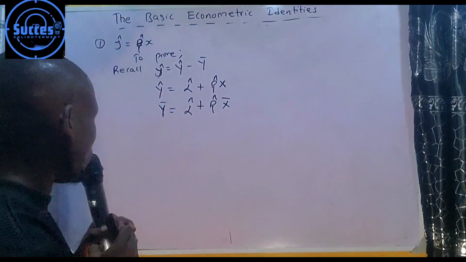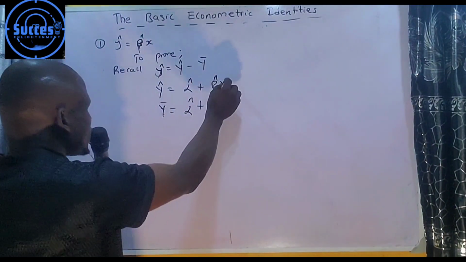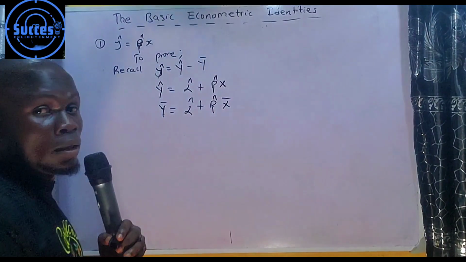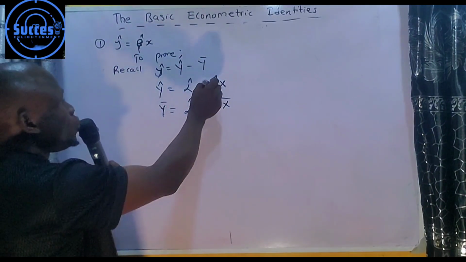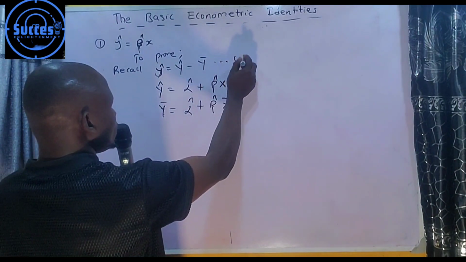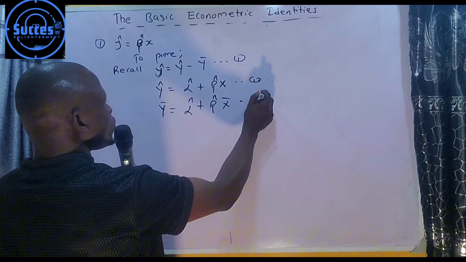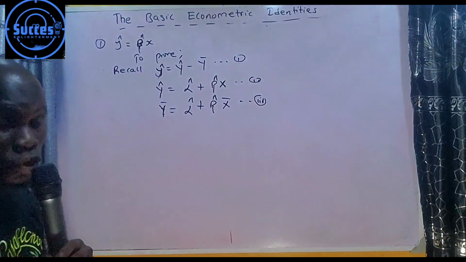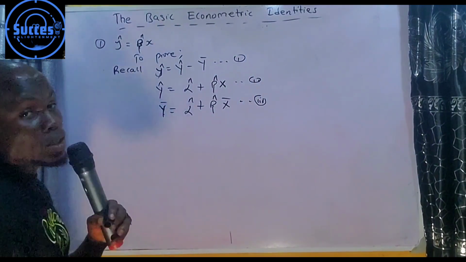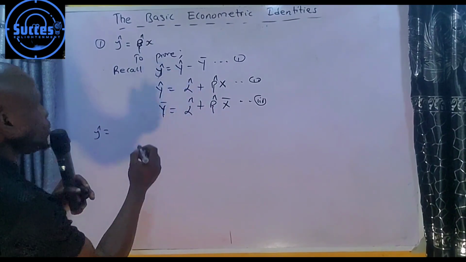So from here now, all we have to do is just substitute this and this into this. If this is equation one, let's say this is equation one, this is two, and this is three. So what we do is substitute equations two and three into equation one to get what our small letter y cap is. So therefore, our small letter y cap will then be what?